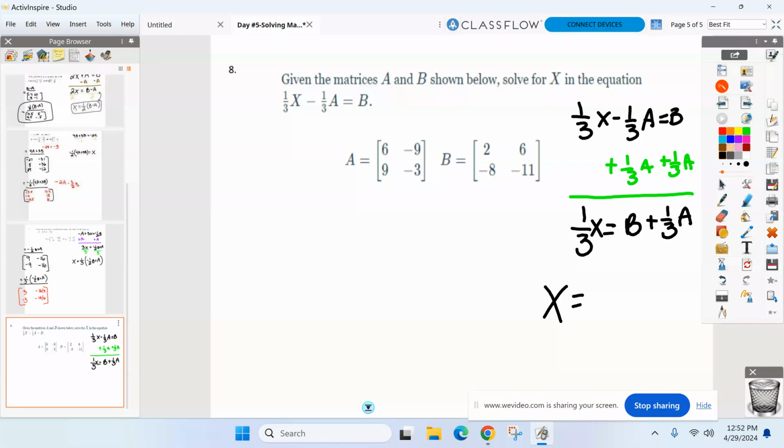Now look, could you just take this matrix and divide everything by 1/3? That's all right. I'm a little nervous dividing by 1/3, so I'm going to keep it multiplication. So 3 times that matrix, B plus 1/3 A. Or you can divide everything by 1/3 in that matrix. It's up to you. I get nervous in the calculator doing that.